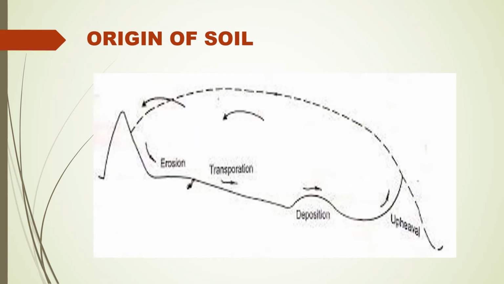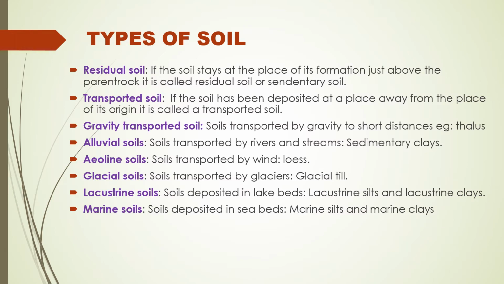The processes we said in the geologic cycle are described in this figure. That is erosion, transportation, deposition and upheaval, and again this cyclic process continues and the original soil is repeating in nature. After the origin of soil, we are going to study the types of soil. There are different types of soil according to the place where it originated and how they are transported.